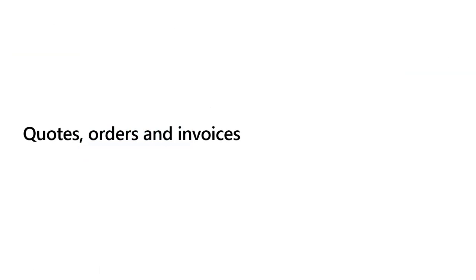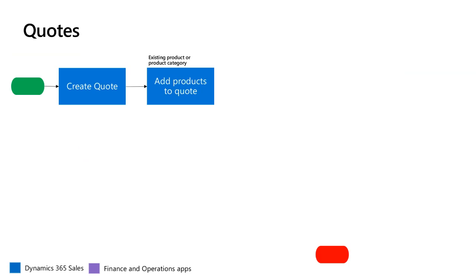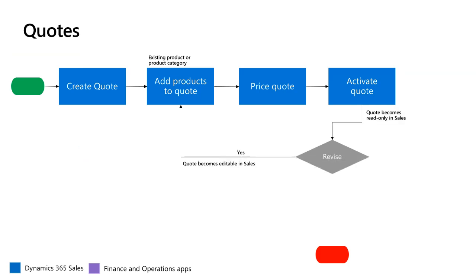Now moving on to the transactional side of the business process. So this is quotes, orders, and invoices. So the quotation process, fairly straightforward. We're creating a quote. We're going to add products to the quote. We can choose an existing product, or where it's a write-in product, we would choose a product category. If we're leveraging the supply chain management pricing engine, we can price the quote. We activate the quote. At that point, it will become read-only in sales.